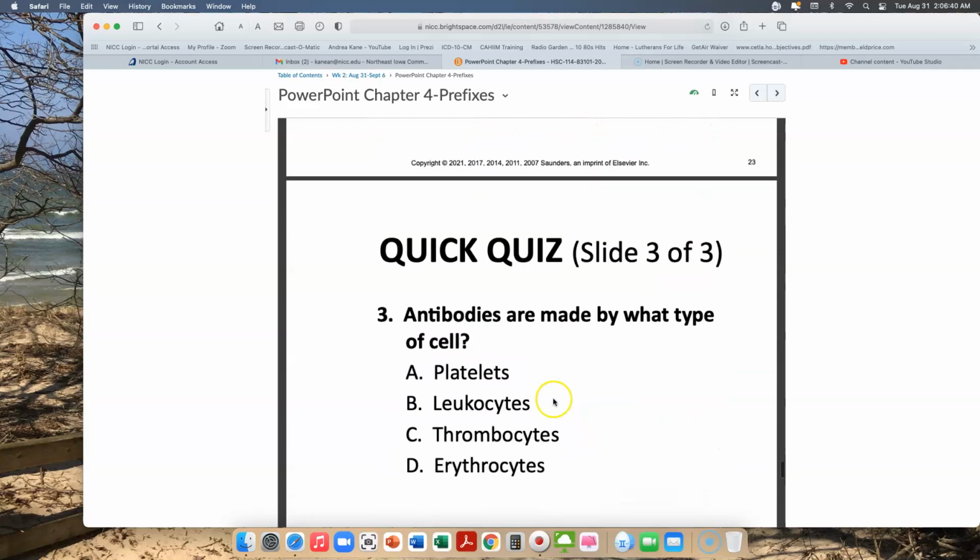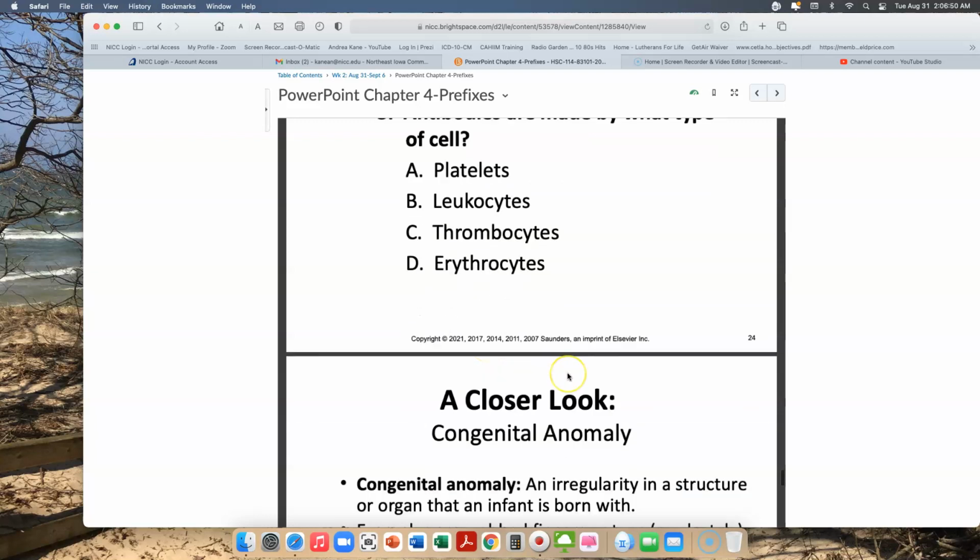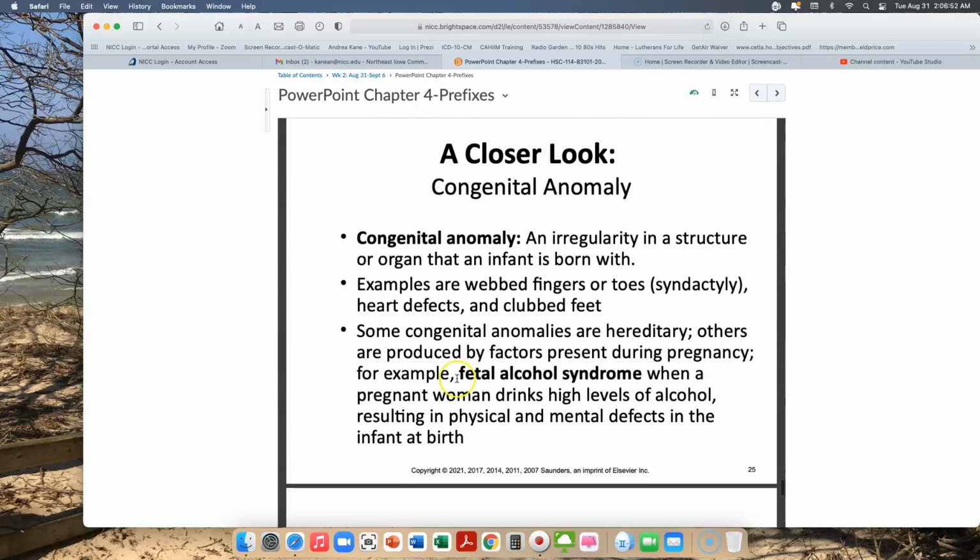All right, quick quiz. Antibodies are made by what type of cells? Are they made by red blood cells, clotting cells? Hopefully that helps you.